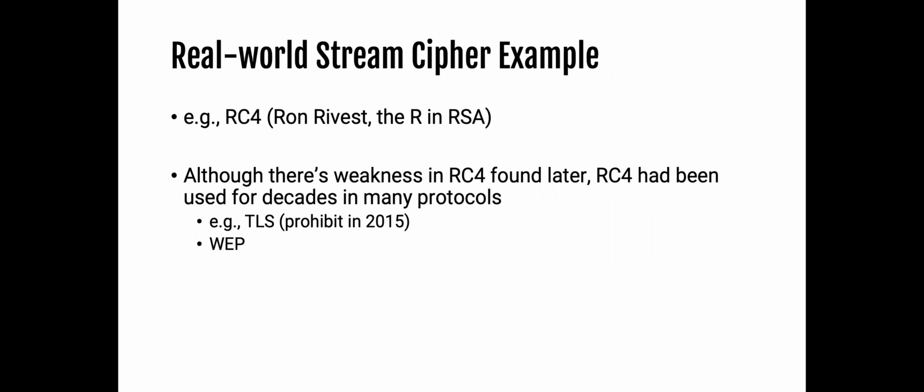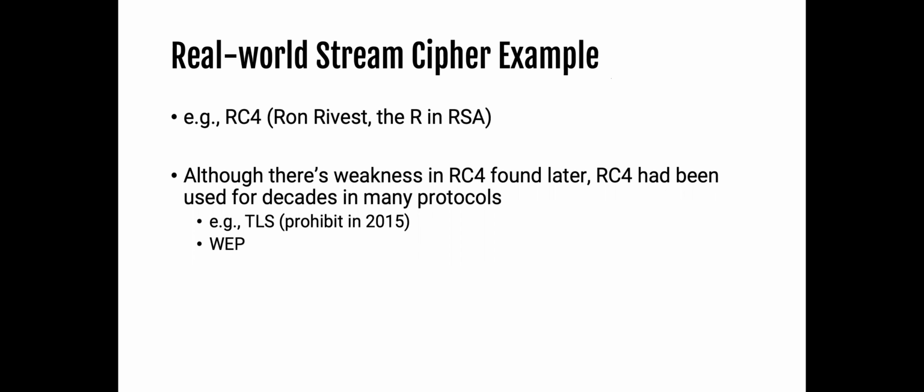RC4 was invented by Ron Rivest. If you don't know Ron Rivest, you probably want to know him because he is quite famous. He is the R in RSA. We were talking about RSA, which is another encryption scheme. But for now, I want you to know that Ron Rivest is a very successful and well-established professor, an expert in crypto, and he invented RC4. Although weaknesses in RC4 were identified later, actually some of the attacks were identified by Ron himself, RC4 had been used for decades in many protocols.